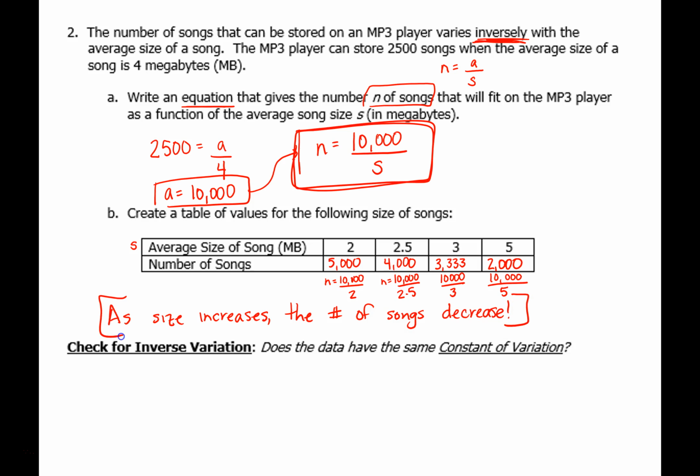This is a really important concept for you to understand about inverse. With direct variation, as x goes up, y goes up too. As x goes down, y goes down too. With inverse variation, as one variable goes up, the other one goes down. They have a reverse or inverse relationship. And you can always check for inverse variation by asking yourself, does the data have the same constant of variation? Are we dividing the size into 10,000 every time? As long as that division is happening, then it's an inverse relationship.